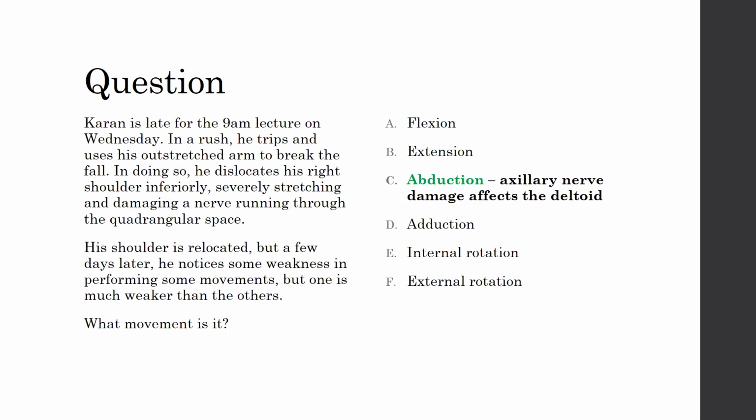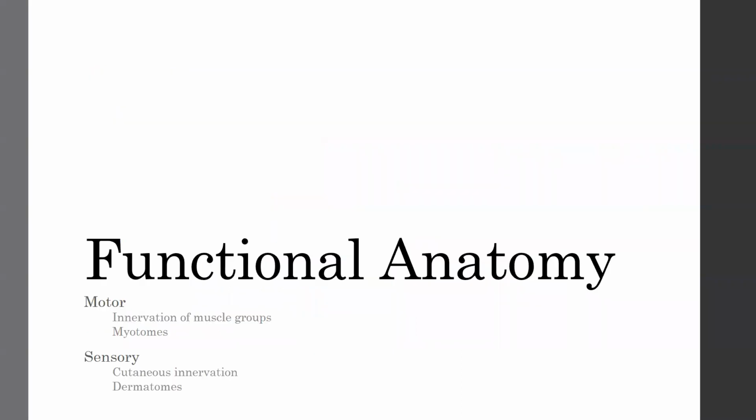So, as I said before, the quadrangular space has the axillary nerve passing through it, and when you get inferior dislocation, you can compress it and you can stretch it, you can damage it, and that supplies the deltoid muscle. All right, we'll breeze through this as well.